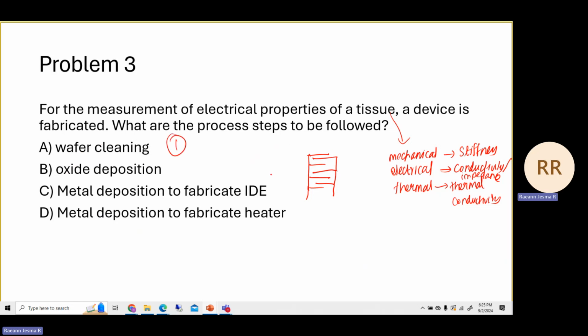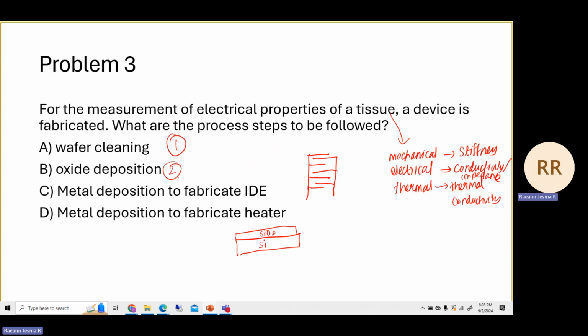Then next, we will normally start with a silicon wafer. When we deposit a metal directly on silicon, there can be a conductive path through the silicon. To avoid that, we will start with oxide deposition. So next we will go with the oxide deposition, SiO2. This will be the second step.